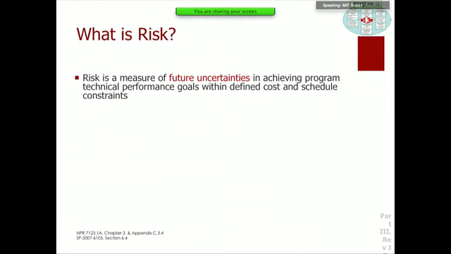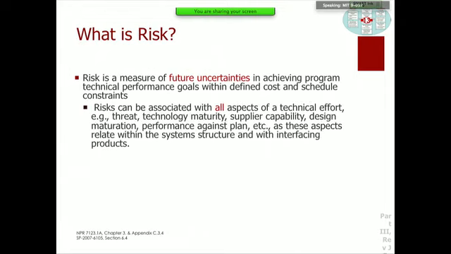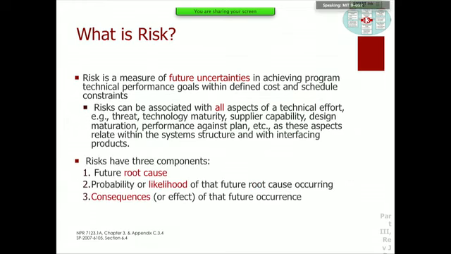And so what risk really does is measure the future uncertainties of achieving your goals, your program goals, technical, cost, schedule goals, and think of risks in a sort of holistic way, all aspects of the technical effort, technology maturity, supplier capabilities, performing against plan, and so forth. And so the idea is that risks have some root cause, there's something that gives rise to risks, and then the actual quantification of risks happens in terms of likelihood and consequences, which are kept separate dimensions.